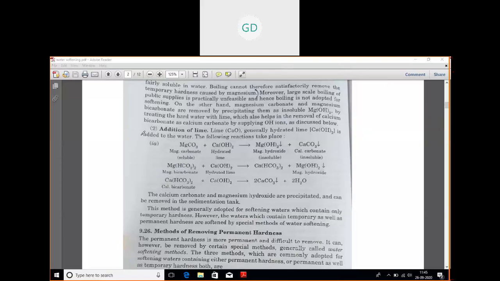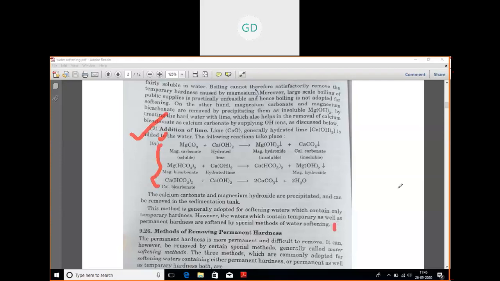Okay, by these two processes, addition of lime and boiling, you can remove the temporary hardness from the water. Also write down this number 2. For the addition of lime, write down these chemical equations, and write down up to here.